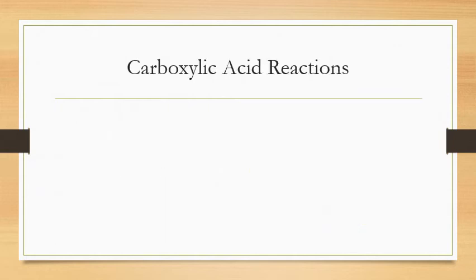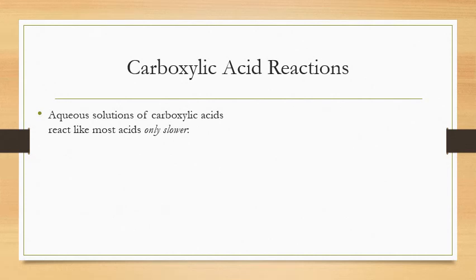So carboxylic acids can also react just like normal acids, except they react a bit slower. And you'll learn the reasons why they react a bit slower if you continue on with A-level or IB chemistry. So previously in the course you would have seen that acids react with metals to form hydrogen gas and salts. It's the same with carboxylic acids. So carboxylic acids react with metals to form a salt and hydrogen gas.